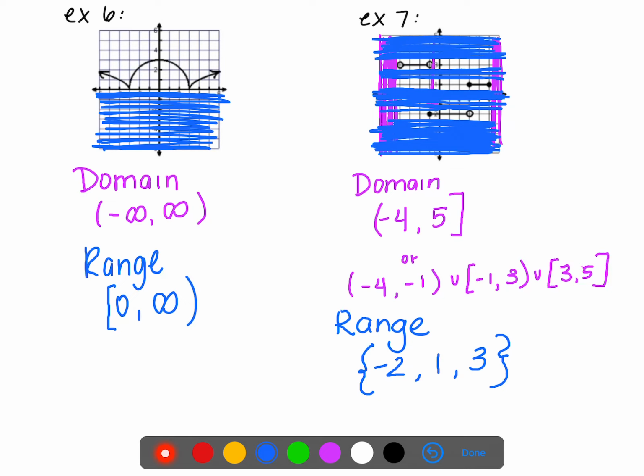So sometimes you might just have one y value or you might just have one x value because you have a straight line going on. So if you just need to list a number, you use those nice squiggly brackets, and then bam, you're set to go. What do you think? Beautiful.